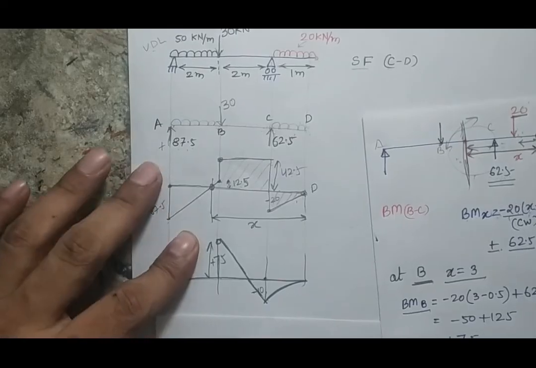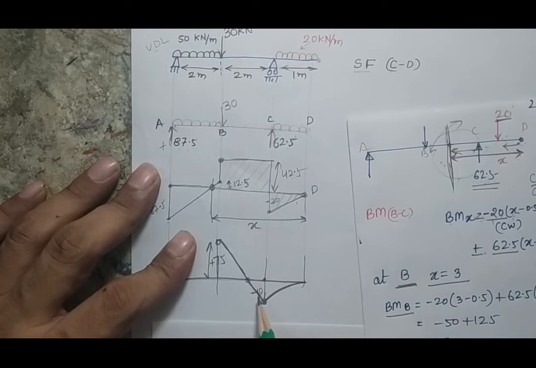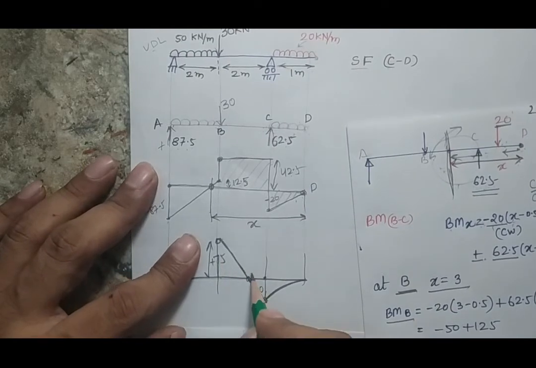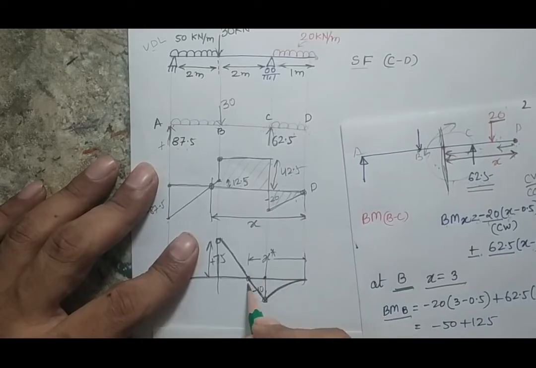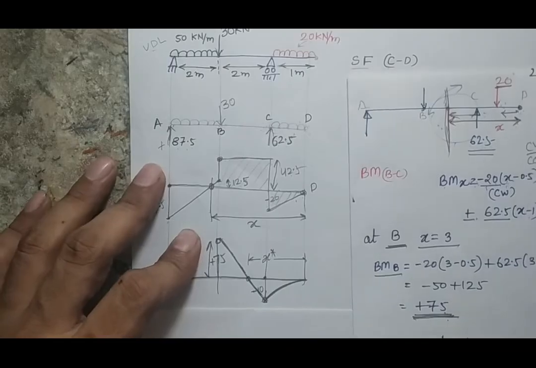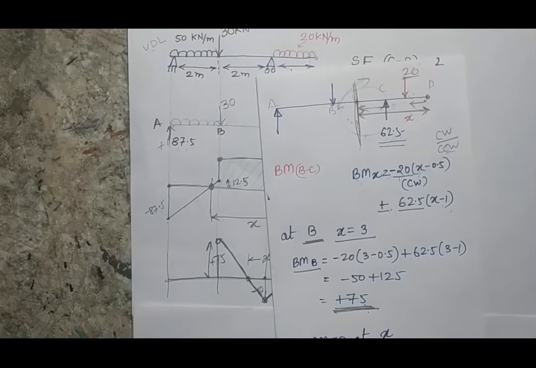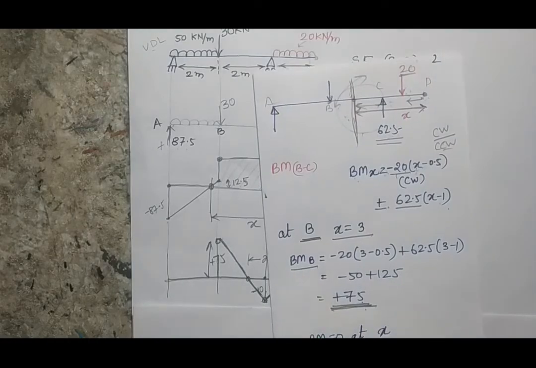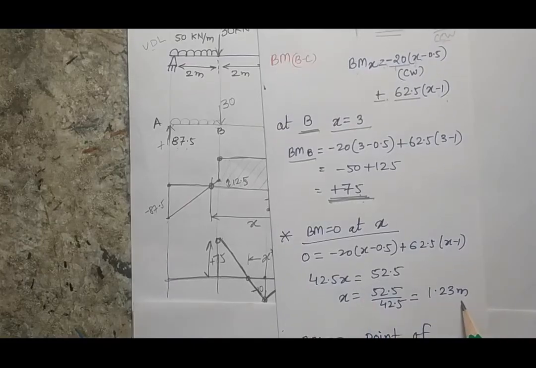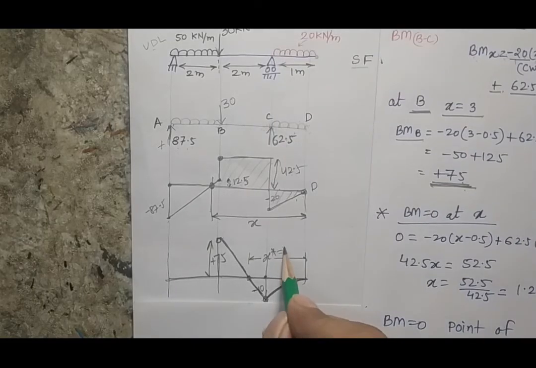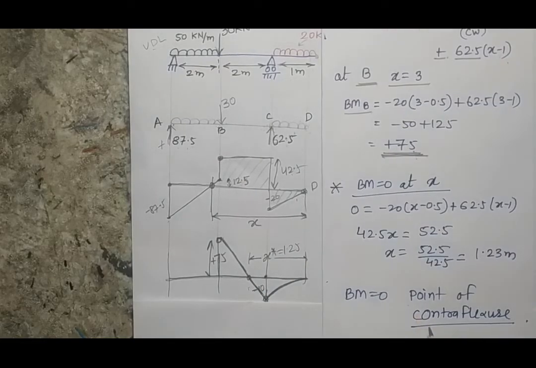So here also you can see that the bending moment diagram is changing its sign. It is moving from the negative zone to the positive zone. So here also it is important to find this x value, which will represent a point where your bending moment diagram is changing sign. And how can you get it? If you put this bending moment as 0, you will get the x value, and that will represent this point. So when I put this bending moment as 0, I get the x value, which comes out as 1.23 meter. That 1.23 meter is this distance, and this point where the bending moment changes sign is known as the point of contraflexure.